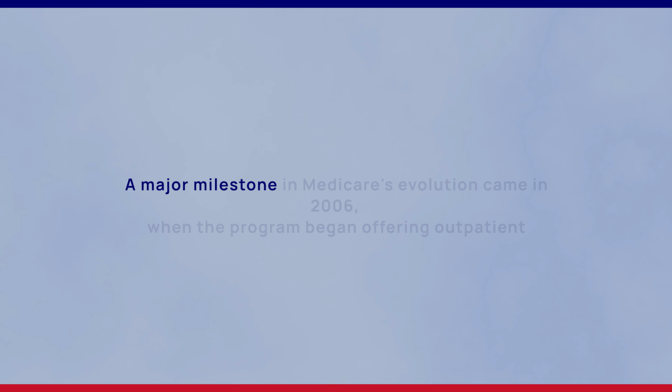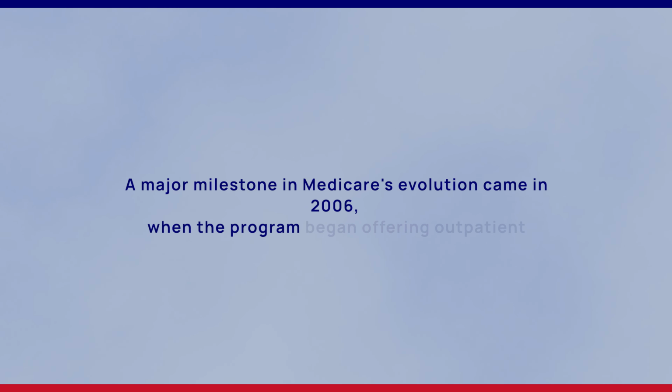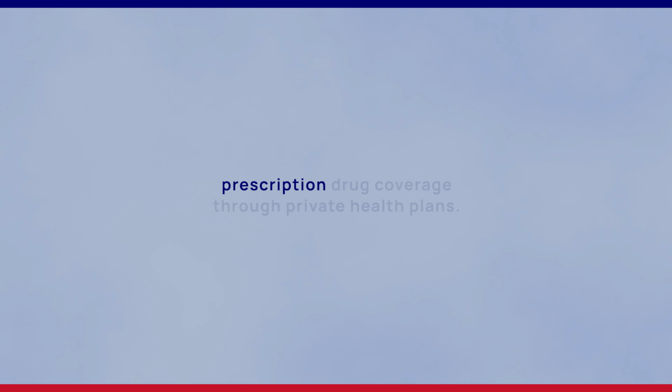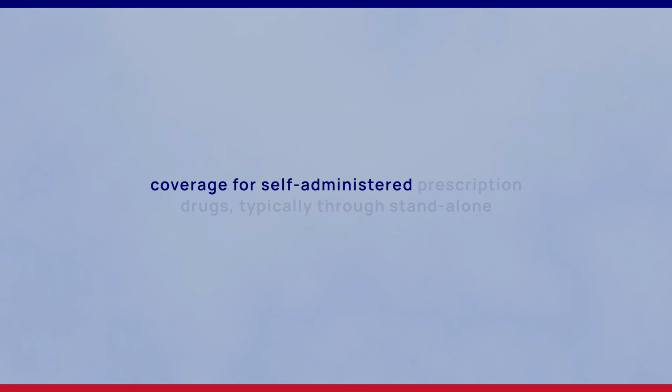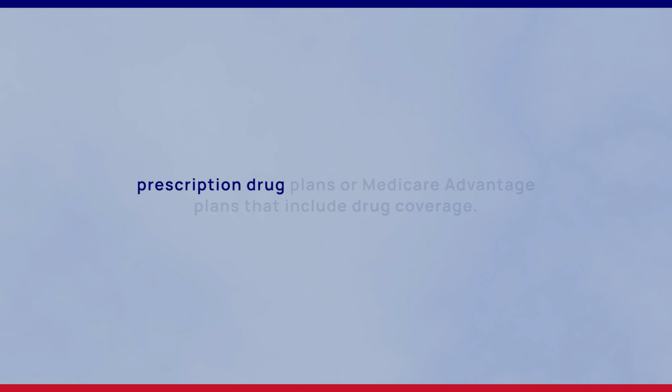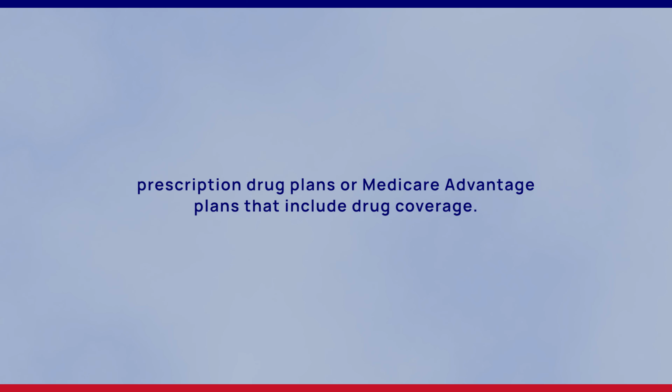A major milestone in Medicare's evolution came in 2006, when the program began offering outpatient prescription drug coverage through private health plans. This benefit, known as Part D, allows beneficiaries to obtain coverage for self-administered prescription drugs, typically through standalone prescription drug plans or Medicare Advantage plans that include drug coverage.